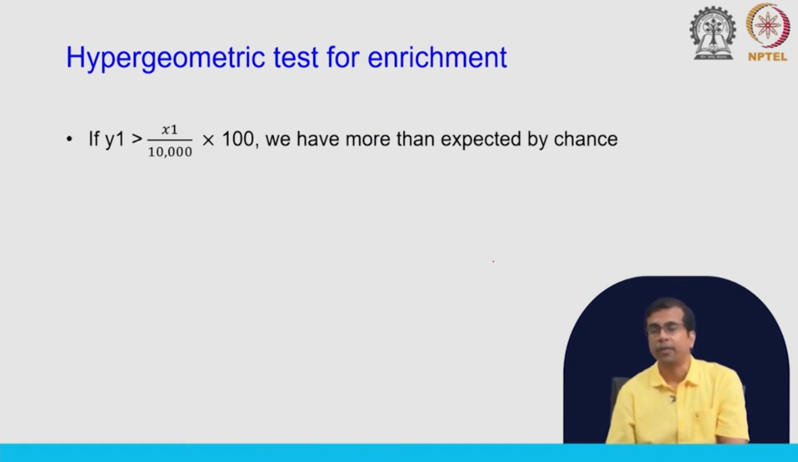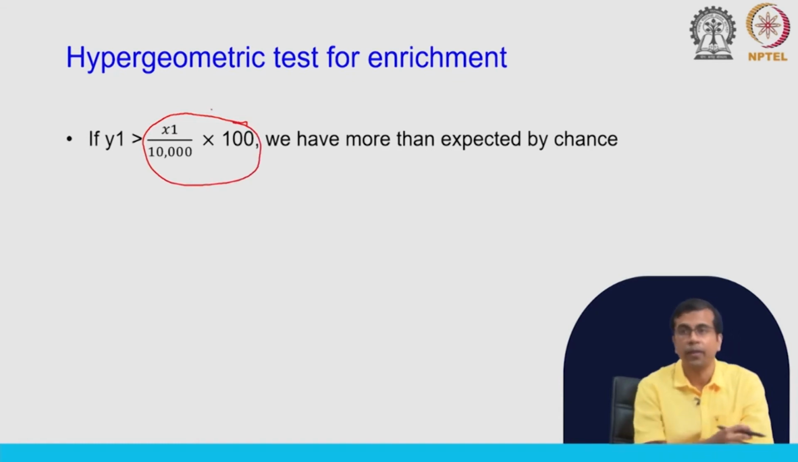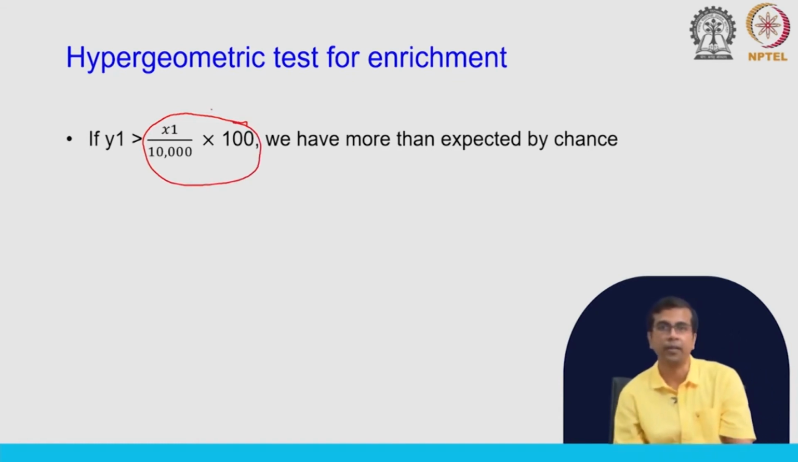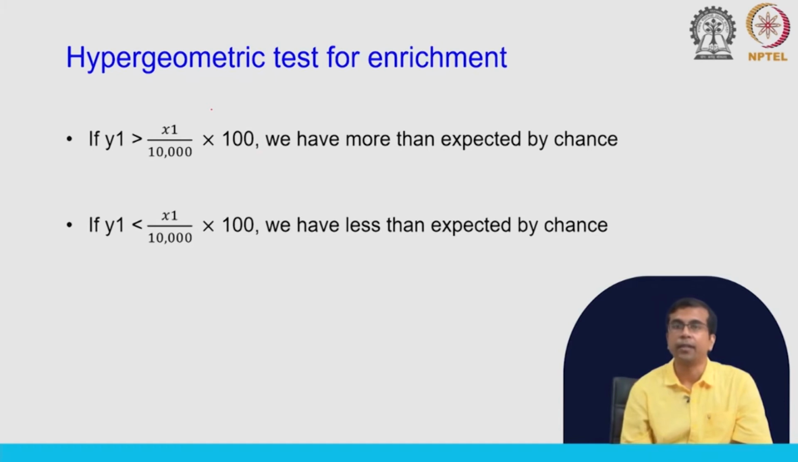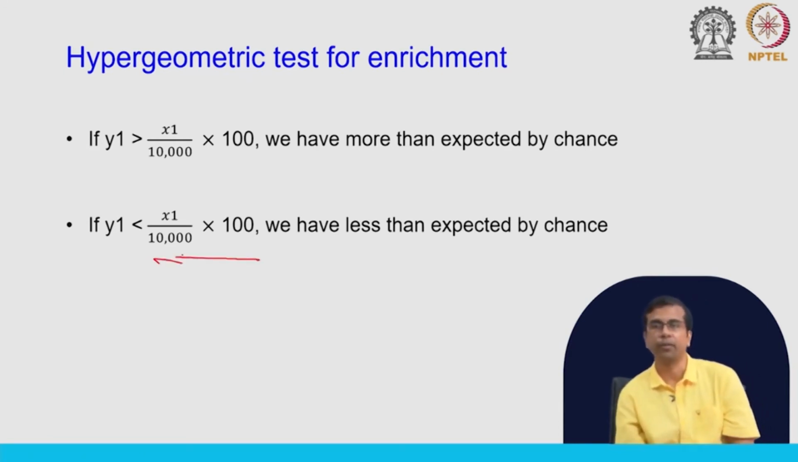Now, if y1 is greater than this x1 divided by 10,000 into 100, this is the expected number, we have more than expected by chance. So, if we pick a random sample, this is the number that would be expected. This is what is expected by chance. If y1 is greater than that, we will say we have more than expected by chance. On the other hand, if y1 is less than this expected by chance, we will say we have less than expectation. This is the expected again, and if we have less than that, we say we have less than expected by chance.